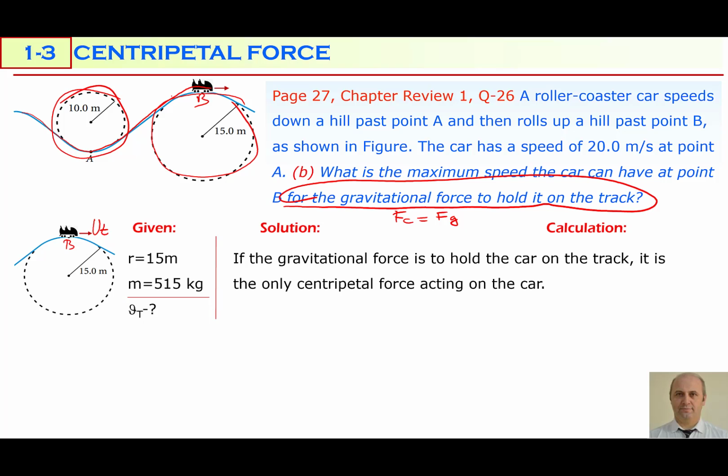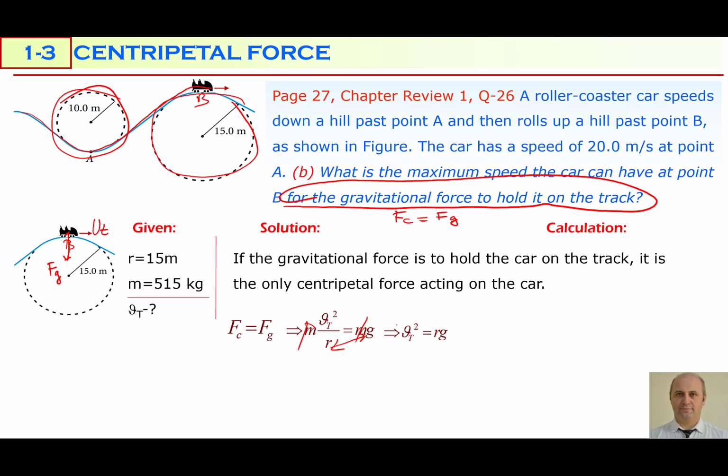As I said, if the gravitational force is to hold the car on the track, it means gravitational force is the only force which contributes to the centripetal force. So that's why we are going to make them equal. Centripetal force is equal to gravitational force, Fg, at point B. So write Fc and Fg. Fc is m vt squared over r, Fg is m times g. Of course, this m and that m will cancel out. So vt squared over r is equal to g. Cross product, r and g. So vt squared is equal to rg.